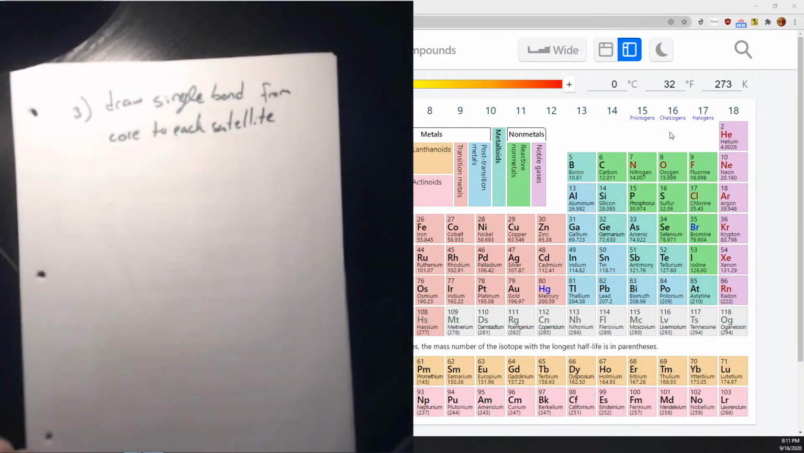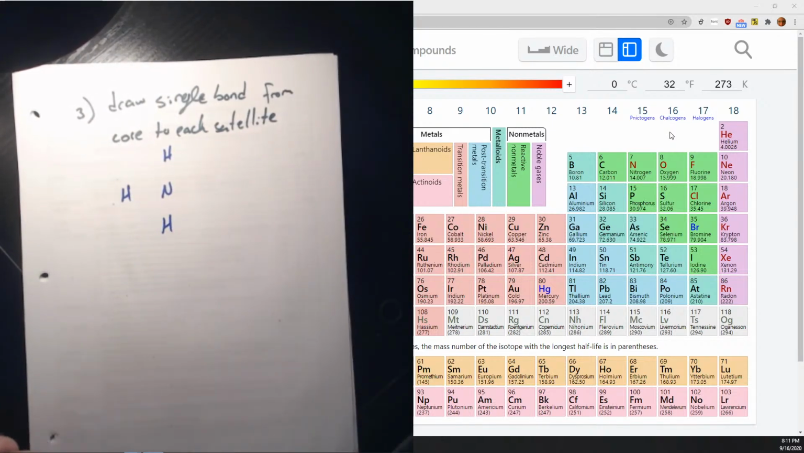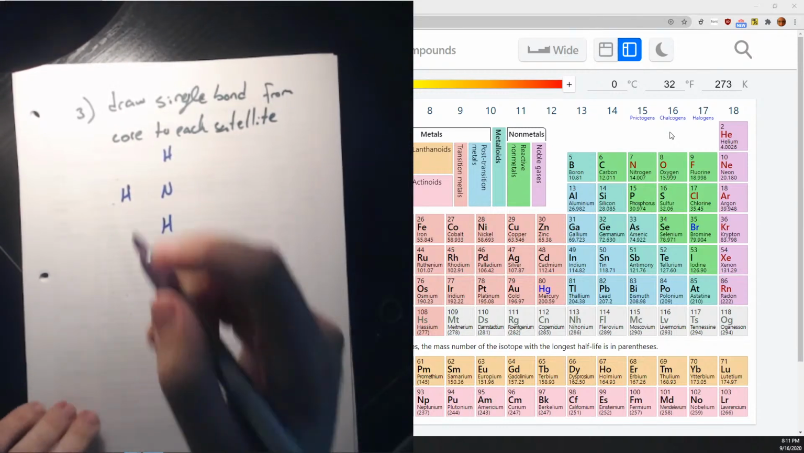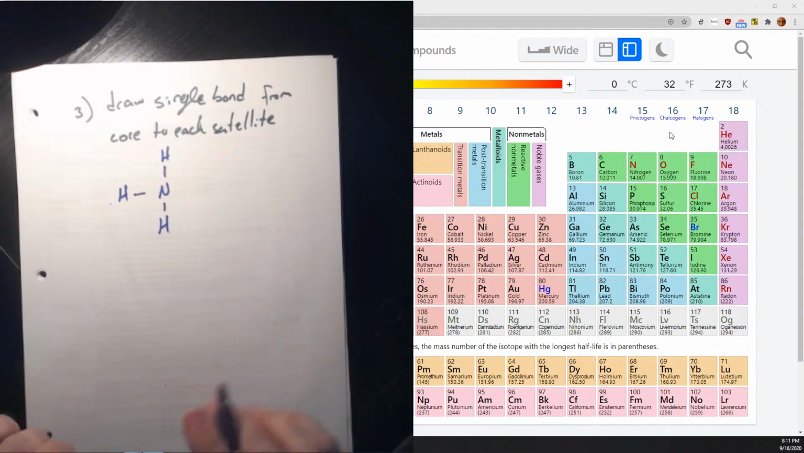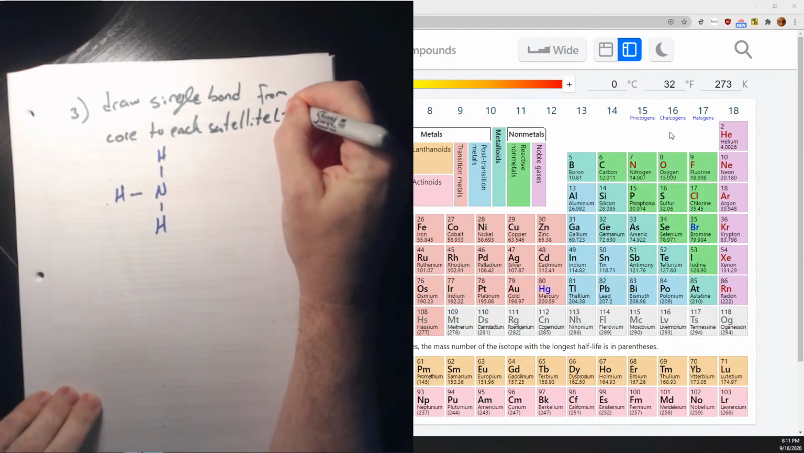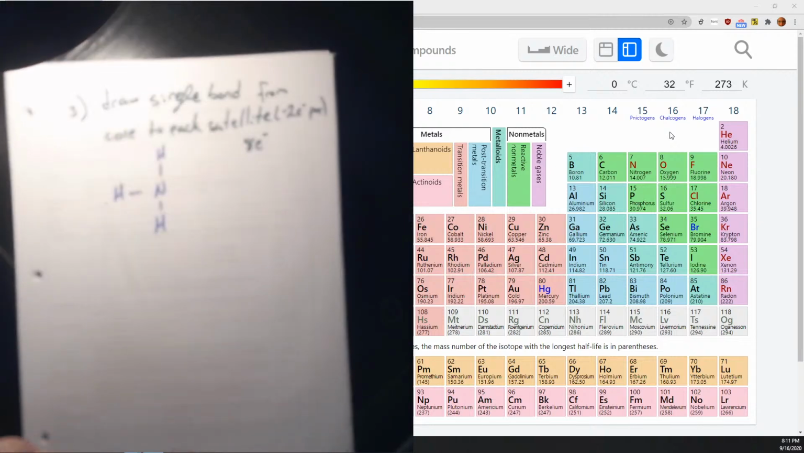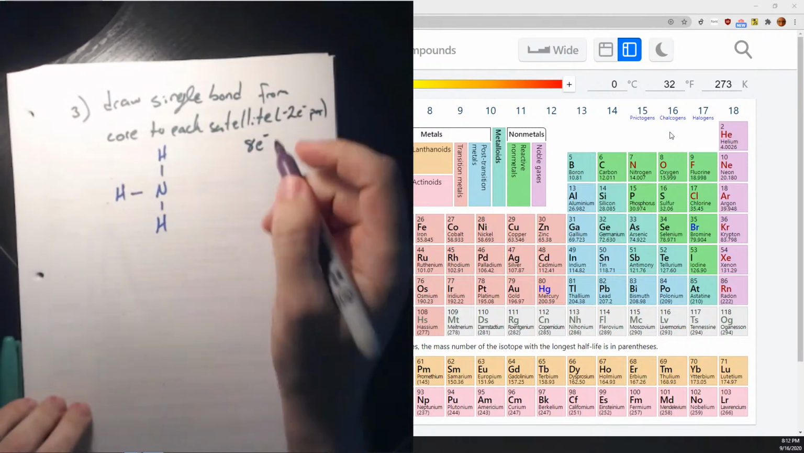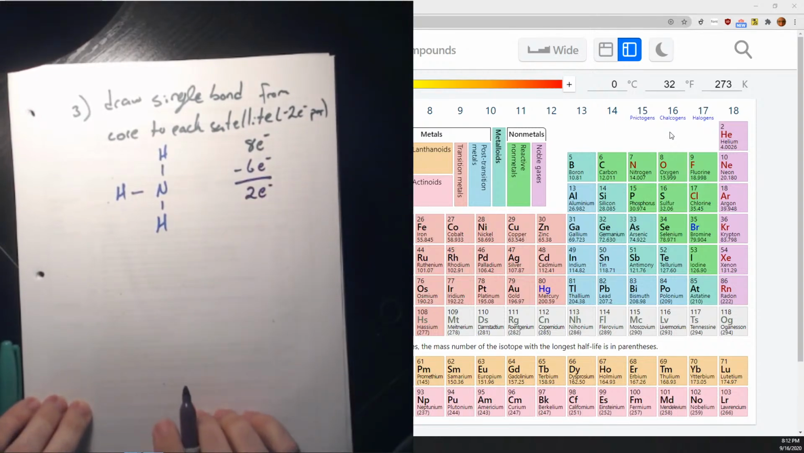So here we have nitrogen surrounded by our hydrogen atoms, and then we just draw a single bond. Remember, bonds are just lines, and each line represents a pair of electrons. So each bond removes 2 electrons from our pool. So we started with 8 electrons, and then we drew 3 bonds in here, so we lose 6 electrons. We have 2 electrons left over.